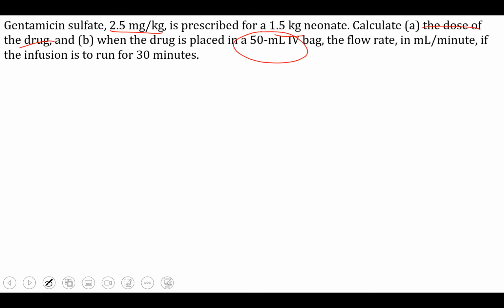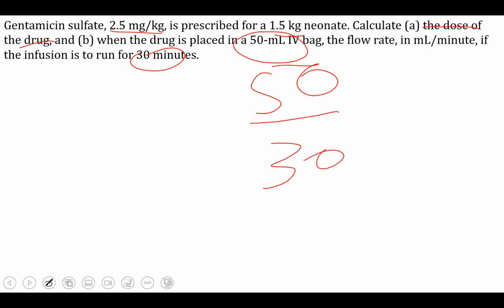And then B would be, if they are in a 50 ml bag, run for 30 minutes, 50 over 30, that is how many ml per minute. And then the next step, if I provide you the drip set which is 20 drops per ml, how long will it take, or something like that?